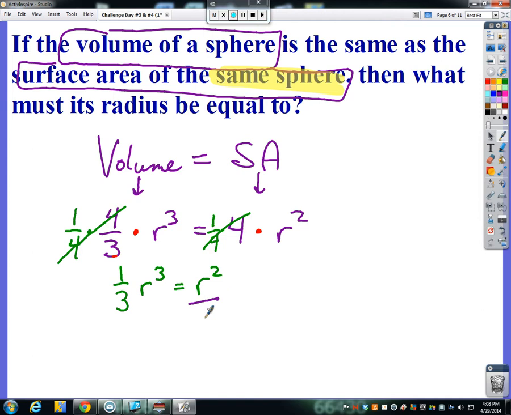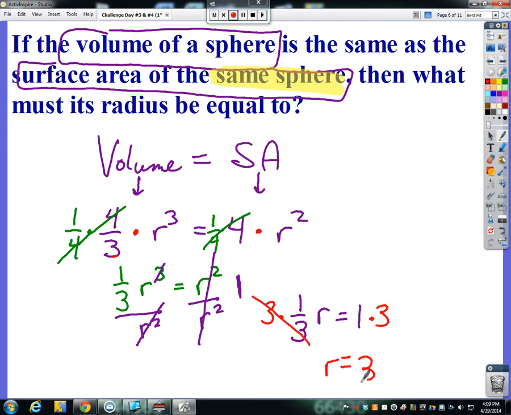Now, what can I really do here? Well, I could divide both sides by r squared. You might think, why don't I subtract it over? I could subtract it over, but I could also divide it over, because r squared divided by r squared ends up being, it's not 0 anymore, it's 1. And r cubed divided by r squared, well, 2 of my r's cancel out, and that leaves me with just r. So I end up with 1/3 times the radius equals 1. Now, maybe I should have thrown the 4/3 over instead of the 4 to the other side. I'm going to multiply both sides by 3, and I get that the radius is 3.